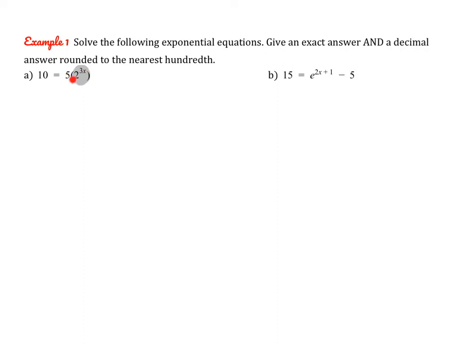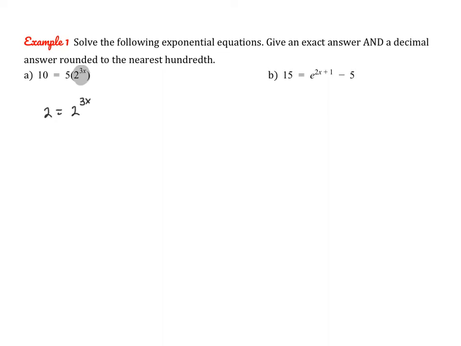And note, you cannot multiply the 5 and the 2 according to PEMDAS, order of operations. We always do exponents before we multiply, so you cannot multiply 5 times 2. We can, however, get rid of this 5 by dividing both sides of our equation by 5, leaving us with 2 equals 2 to the power of 3x.